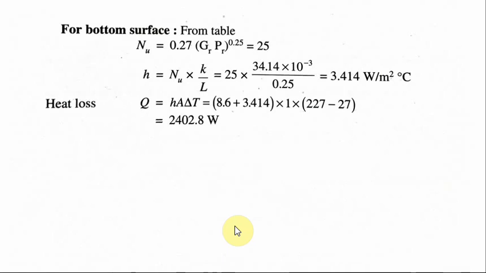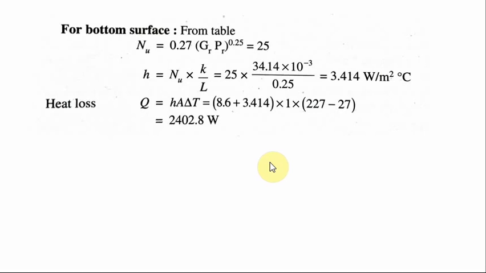Now for bottom surface, from same data table, page number 145, you can see the upper surface is cold and lower surface heated, and for the given GrPr range, or the Rayleigh number range, we have the equation 0.27 GrPr raised to 0.25. So calculate the H value. So the value is 3.414 watt per meter square degree Celsius.